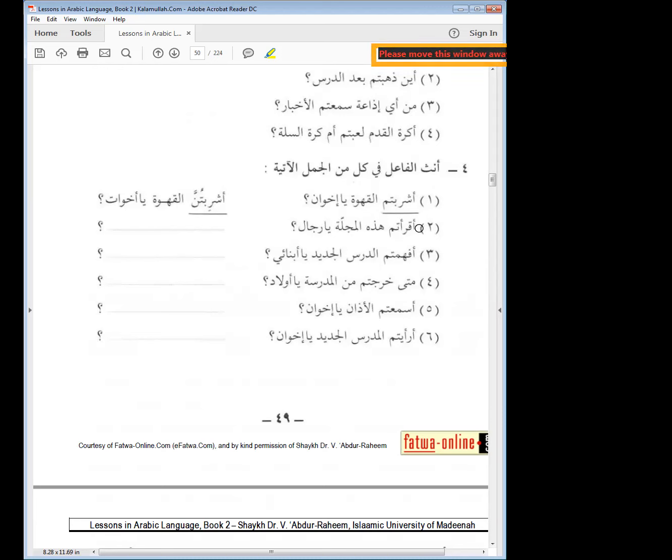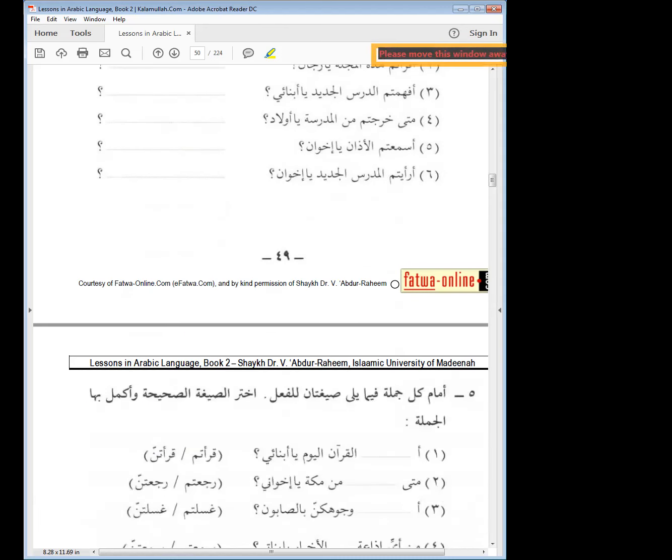All right, let's look at one more example and then we go on to the next section. Aqara'tum hadhihi al-majallat ya rijal? Did you read this magazine, O men? Right. So if you change it, you would say aqara'tunna hadhihi al-majallat, did you all read this magazine, ya nisa', O women? Right. So basically, changing it from tum to tunna. Right, this tum here. We're on to the next exercise.